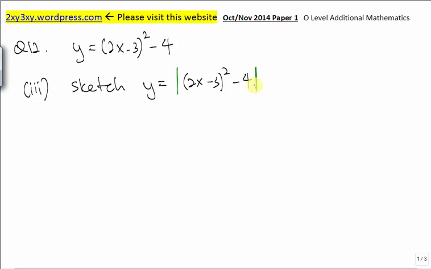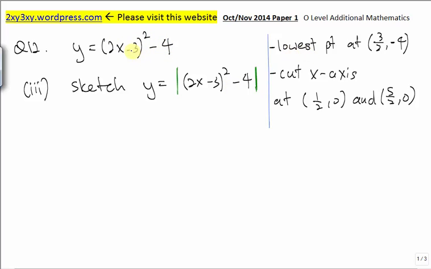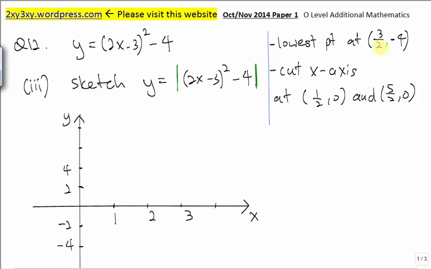Before we sketch this graph, let's gather the information we have for this graph without the absolute values. From the previous question, we know that the lowest point of this graph is (3 over 2, -4), and the graph cuts the x-axis at (half, 0) and (5 over 2, 0). We're going to sketch this graph first. Then from this graph, we're going to get the graph with the absolute value. The lowest point is 3 over 2, -4. 3 over 2 will be here, and cut at half, 0, and 5 over 2, 0.